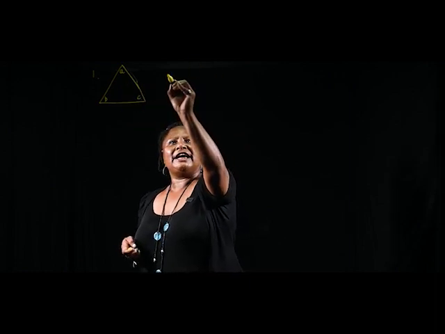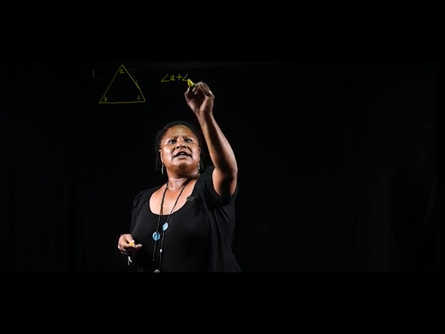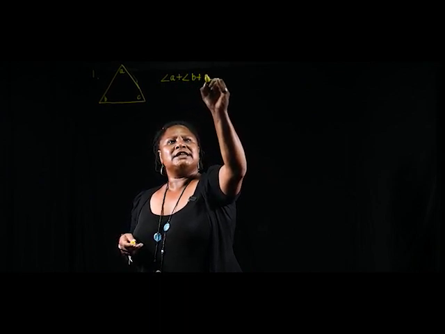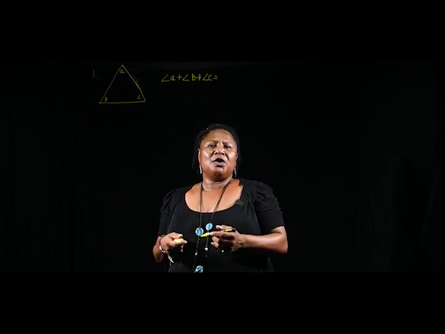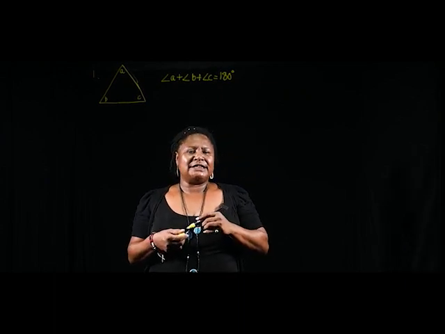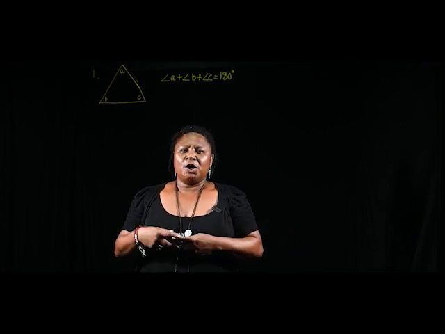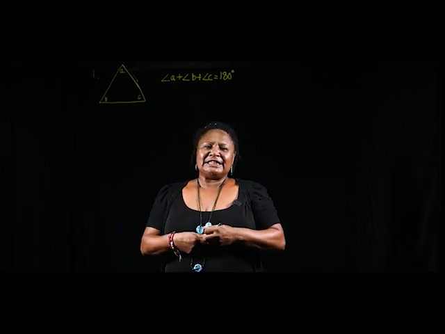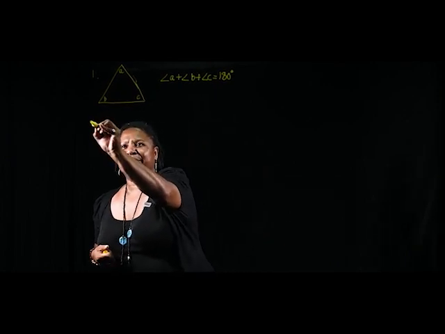No matter what type of triangle it is, if I add all the angles in the triangle, okay, so angle A plus angle B plus angle C, all right, the total will always be 180 degrees. Okay, the total will always be 180 degrees, no matter what type of triangle it is. Okay, that's the first and most important property in a triangle.